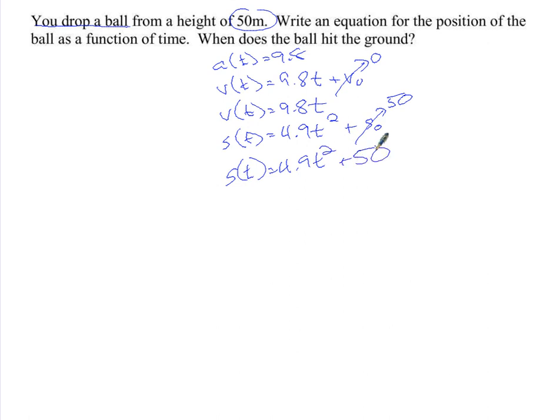It says write an equation for the position of the ball as a function of time. I did. When does the ball hit the ground? It will hit the ground when position is 0, so I need to set the equation equal to 0. This becomes 0. That's position right there. So I have 4.9 t squared plus 50 equals 0.